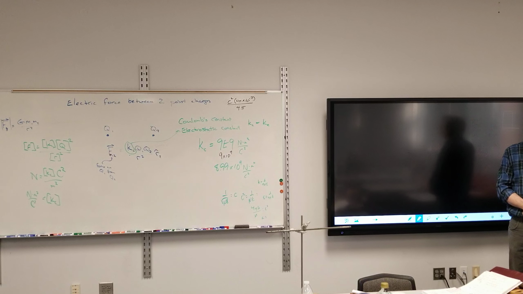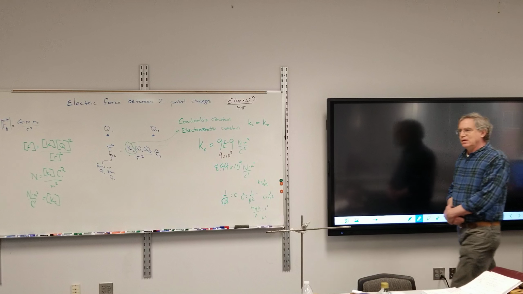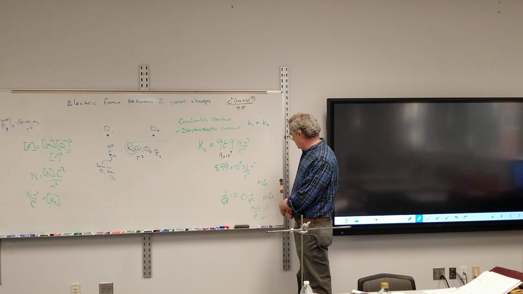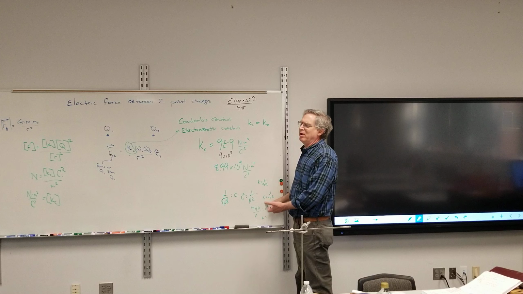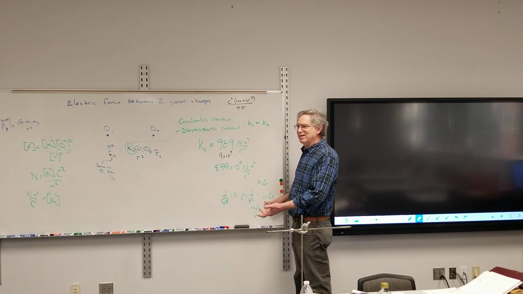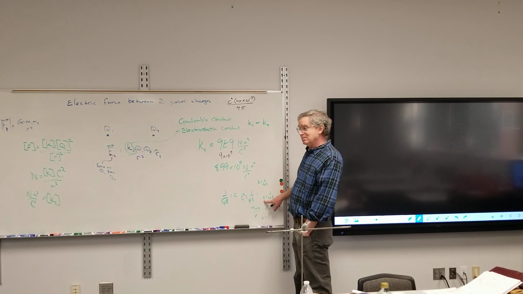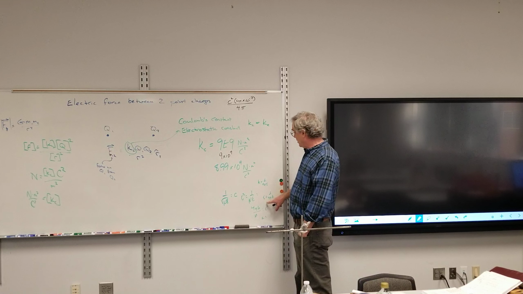Is that what E equals, 1 over 4 pi k? It's an epsilon. Yeah, that's what I said. Epsilon is equal to 1 over 4 pi k.